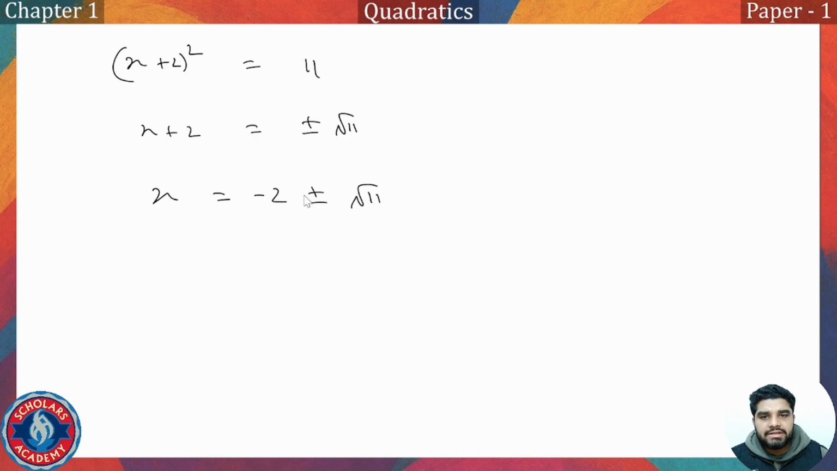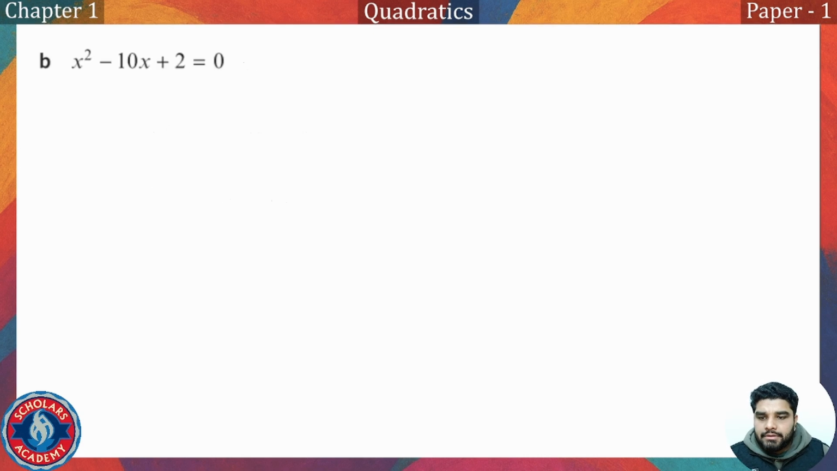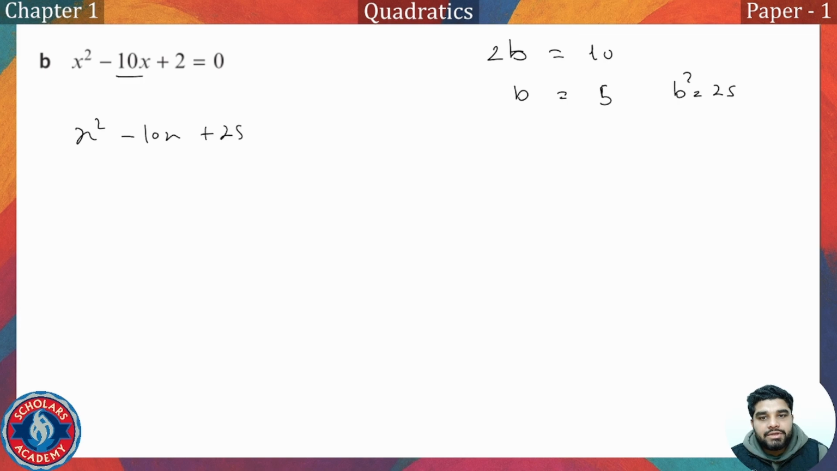We don't need to simplify this. Let's proceed. So 2b is equal to 10, b is equal to 5, b square is equal to 25. x square minus 10x plus 25 minus 25 plus 2 is equal to 0.